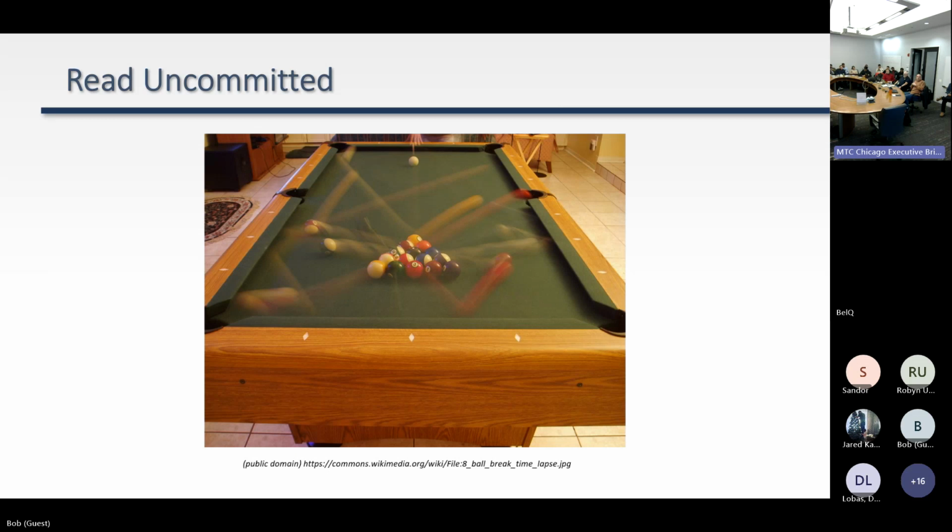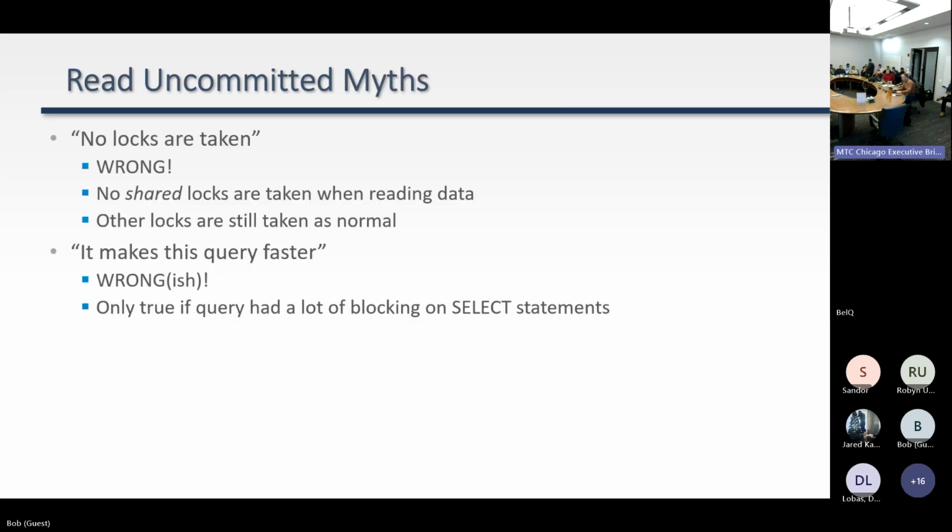And because of that, we simultaneously captured the pool balls all nice and wrapped up and flying around the table, right? There was no point in time where this was ever true. This was never happening, but this is what you can get result-wise when you query something in read uncommitted mode in SQL Server.